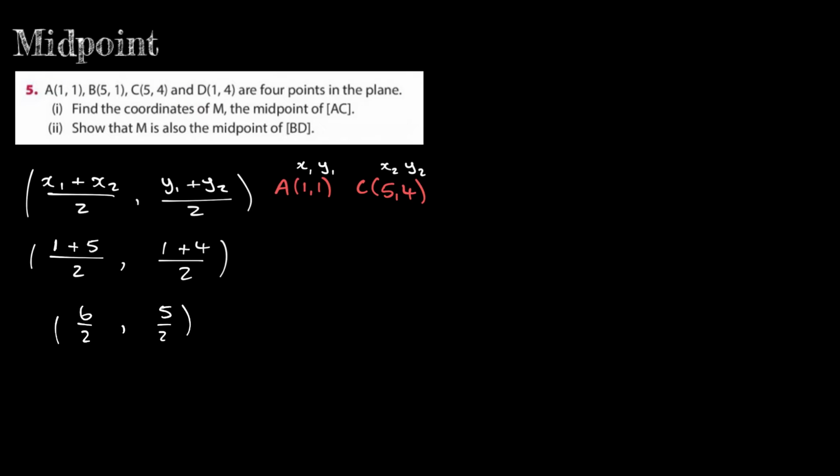And if I was to write my final answer, the coordinate there, I would get 6 divided by 2. So 6 divided by 2 is going to give me 3. And 5 divided by 2 will give me 2.5. So that coordinate there is 3 and 2.5.